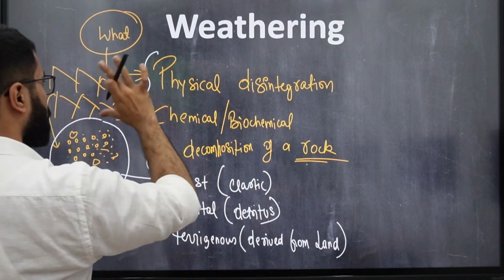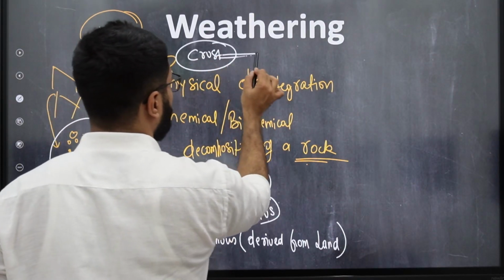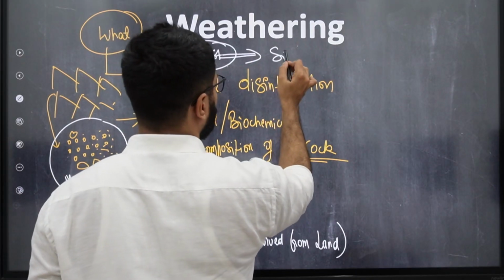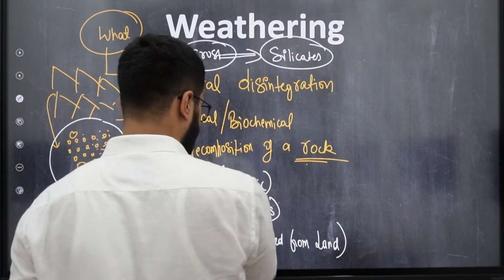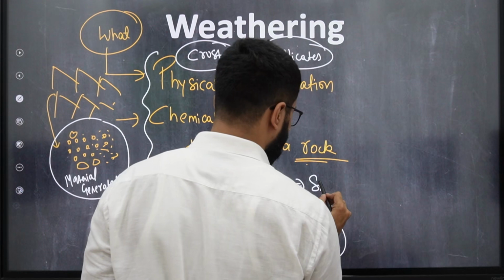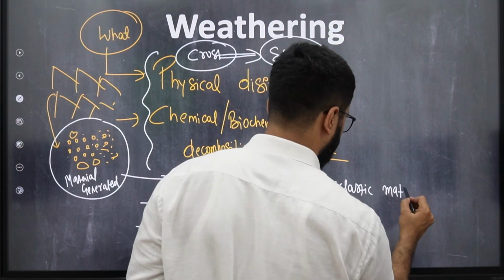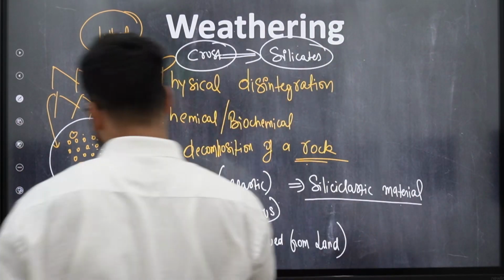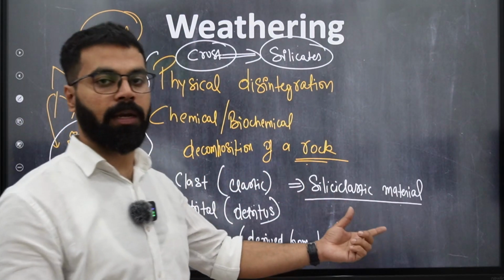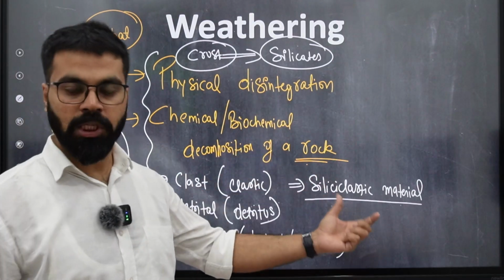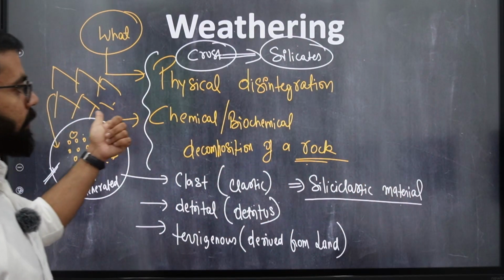Since most of the weathering is confined to the surface and to this crust, and this crust is majority wise composed of silicates, these silicates are what is being generated. Therefore, it is also known as siliciclastic material. These are the words which we will witness in geomorphology and sedimentology again and again. They are just synonyms. These are the source material of sedimentary rocks being generated.